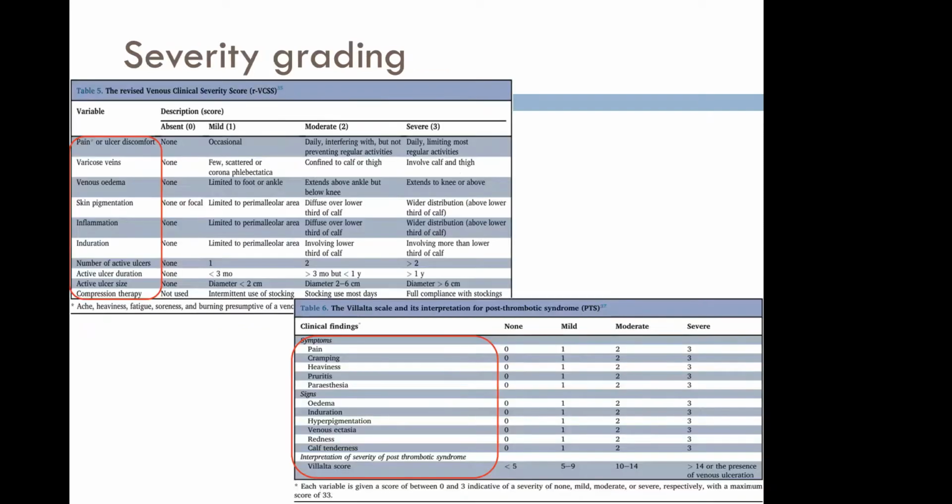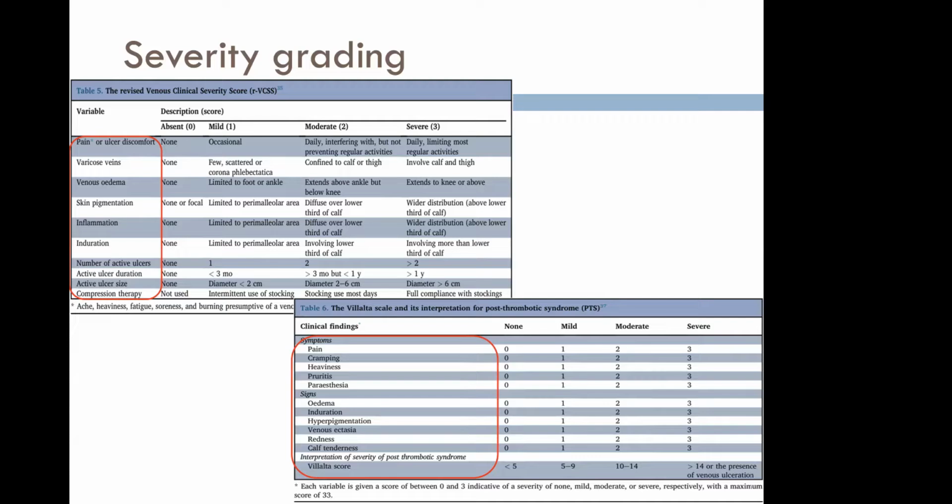We can move on. Now, to grade the severity, really we use these grading systems, which I don't think many of you need to worry much about. But if you look at them, this revised venous clinical severity score, it considers the presence of pain, varicose veins, if there's edema, skin changes, inflammation, induration, including the presence of an ulcer and the size thereof and the number of these ulcers. So depending on these, patient may be considered to have severe disease as such.